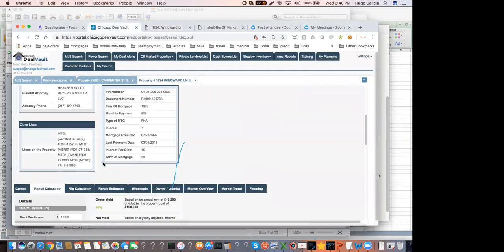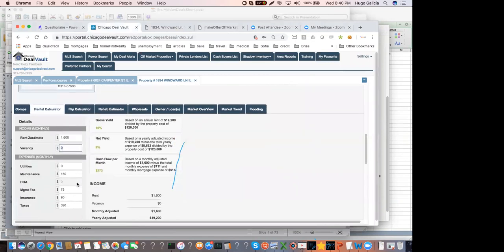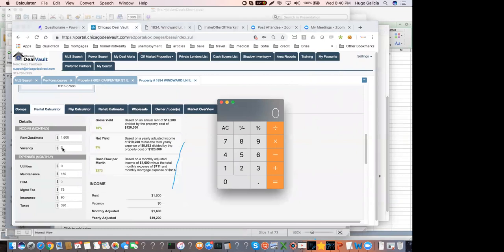In the chat, somebody asked about vacancy. Here you can enter a vacancy, and the way you compute it is very simple. You can put in a dollar amount or do it on a percentage basis. Let's assume you're going to have 1 month of vacancy. 1 month of vacancy is about 13%, so you can do 13% of 1,600, which would be times 87, so 1,392. Actually, I did it the other way around.